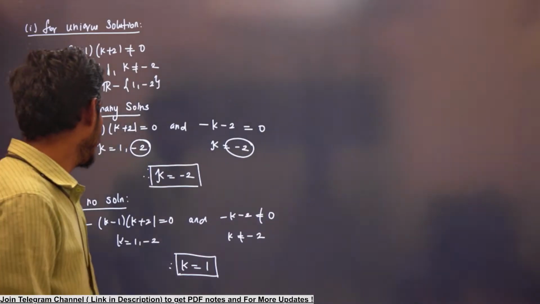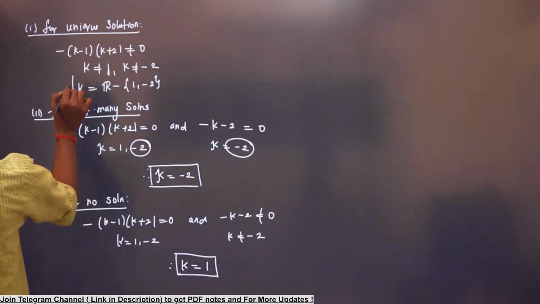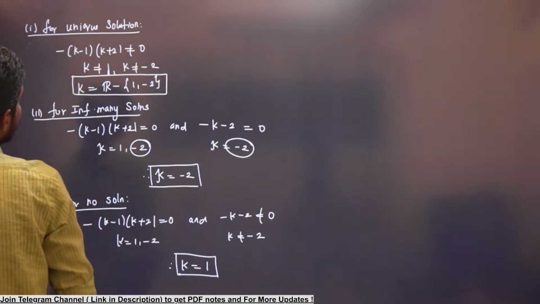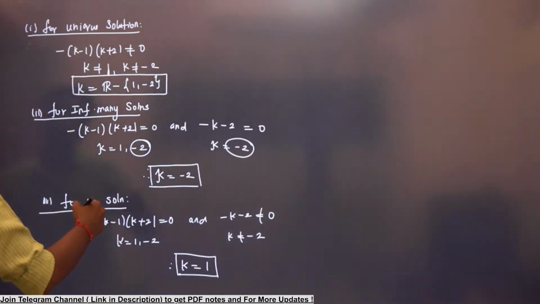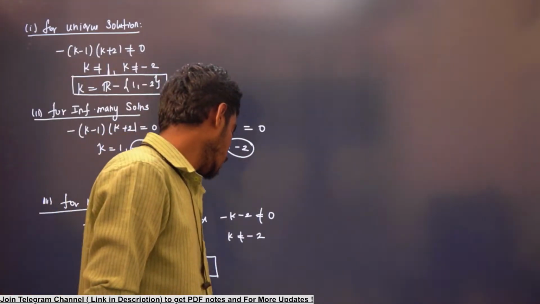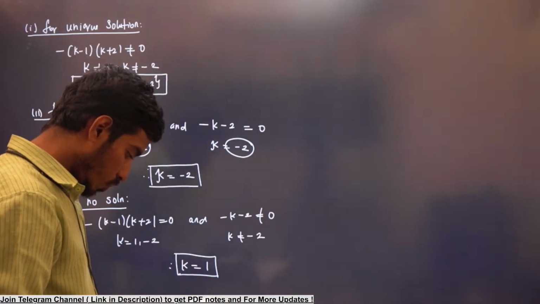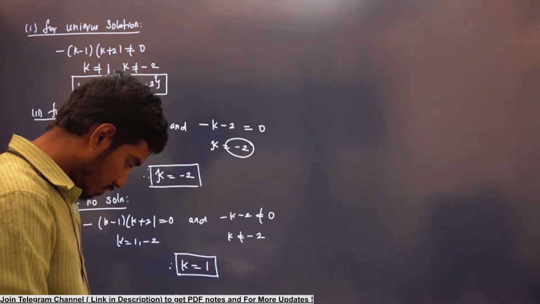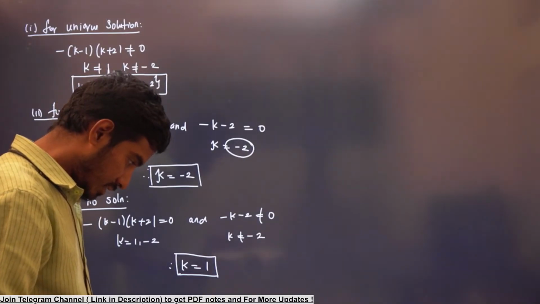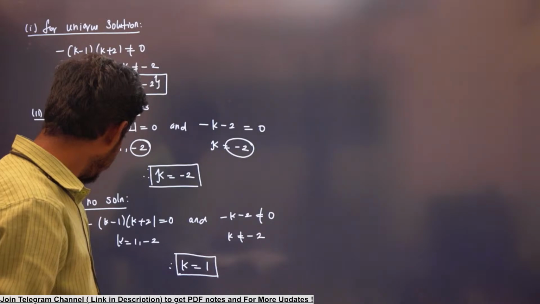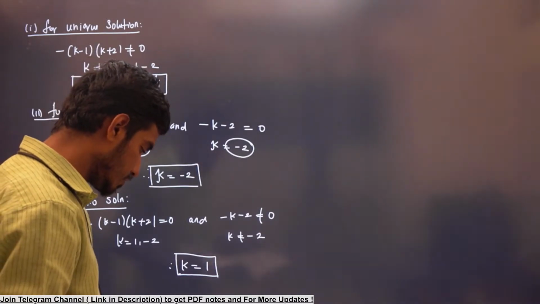So therefore, for unique solution, k can take any real number except 1 and minus 2. For infinitely many solutions, k should be equal to minus 2, and for no solution, the value of k should be equal to 1. I'll check the answer. Yes, correct.